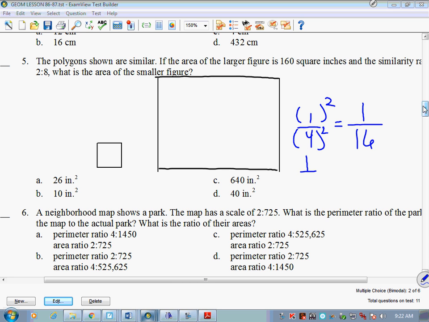So if I know that my ratio is 1/16, and I know that this guy has an area of 160, right? Now I cross multiply and divide. What's 1 times 160 divided by 16? 10. Okay. So this box over here has an area of 10 inches squared. I'll go ahead and double check some of this. 10 inches squared. Okay.